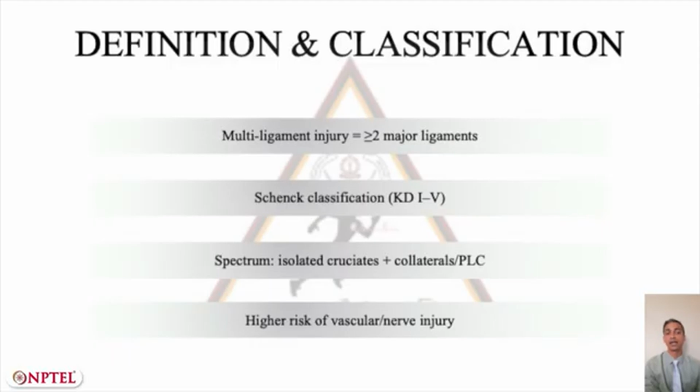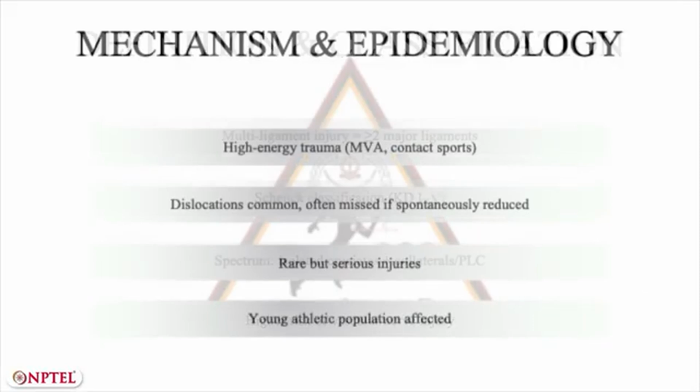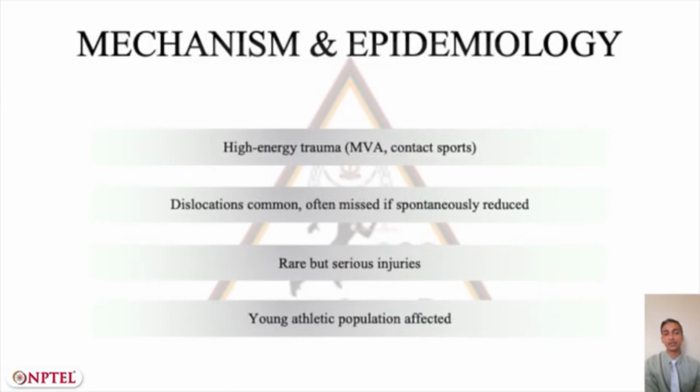These injuries carry a higher risk of vascular and nerve damage, making early recognition absolutely essential. This SNEC classification helps us in guiding management and predicting complications. The MLKIs usually result from high energy or high velocity trauma, such as road traffic accidents or from contact sport injuries with violent force.